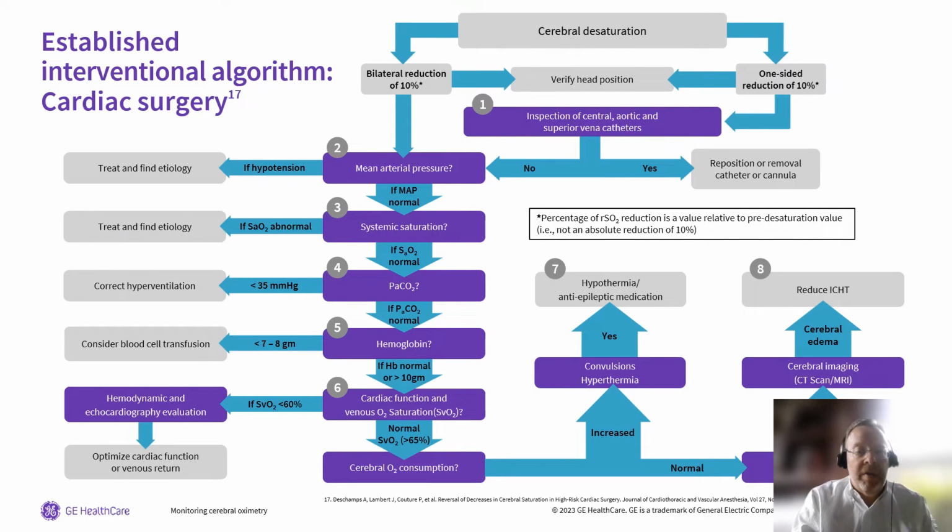If you take all of these stepwise intervention steps, you can put together an intervention algorithm such as this, which has been established for cardiac surgery. If you go stepwise through this picture, you can see that the interventions involve things like improving mean arterial pressure, improving systemic oxygen saturation, normalizing arterial CO2, improving hemoglobin, or improving cardiac function. These are all things that should improve a patient who suffered a cerebral desaturation event.